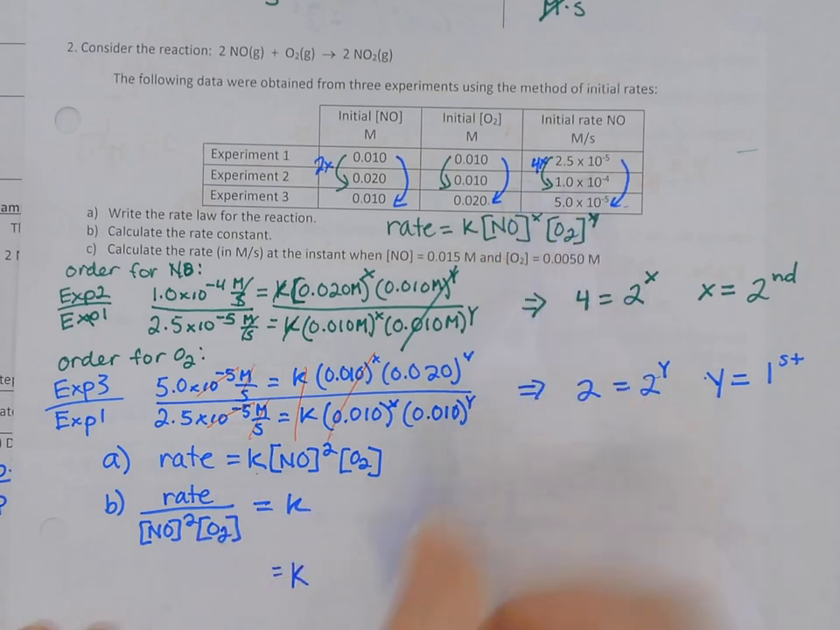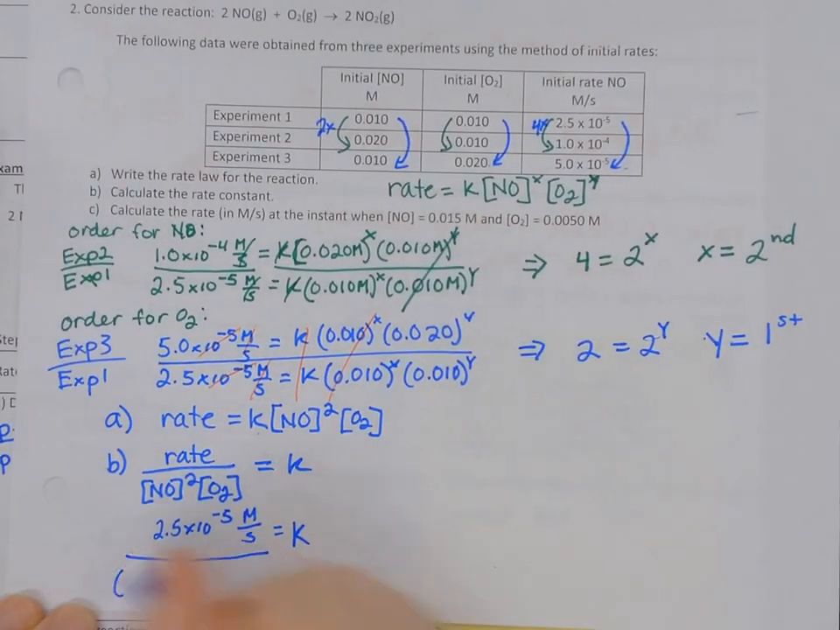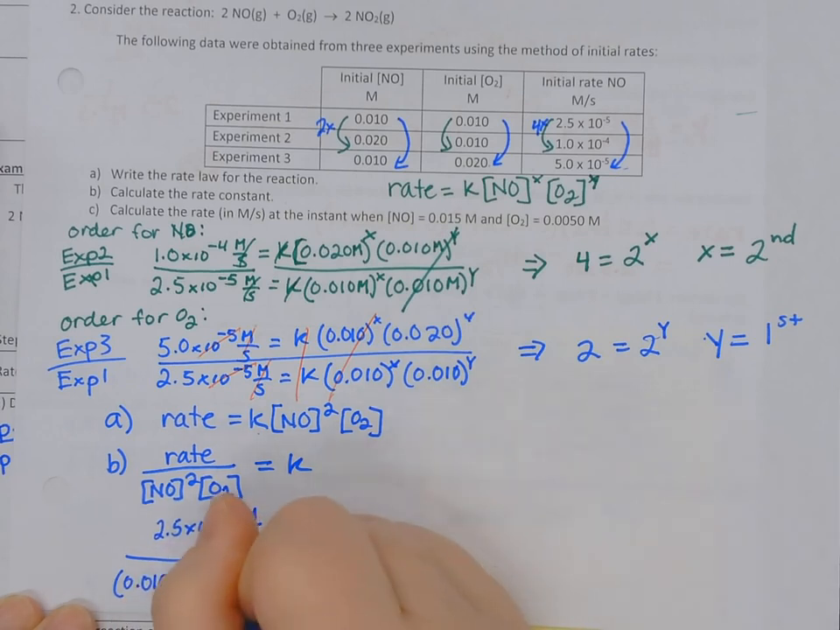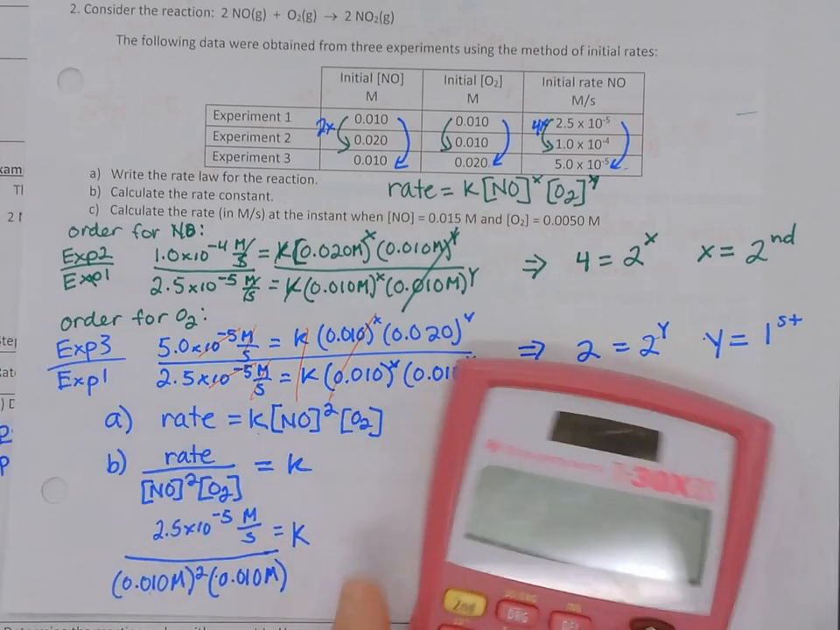So K is equal to, I'm going to do experiment 1, 2.5 times 10 to the negative 5th. Keeping track of those units, super important here. Over, we have our concentration of NO is 0.10 molar squared. O2 is 0.010 molar as well. Now, here's the nice thing. On the bottom, this is kind of like having x squared times x, so you really have the same number to the third power. So we can calculate it that way.